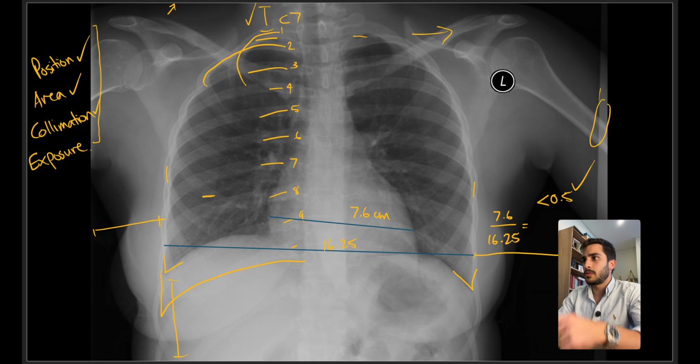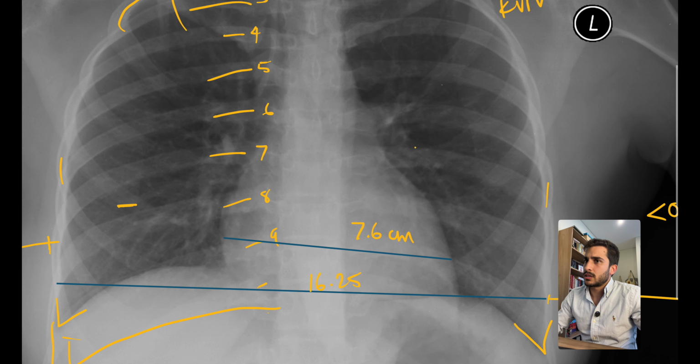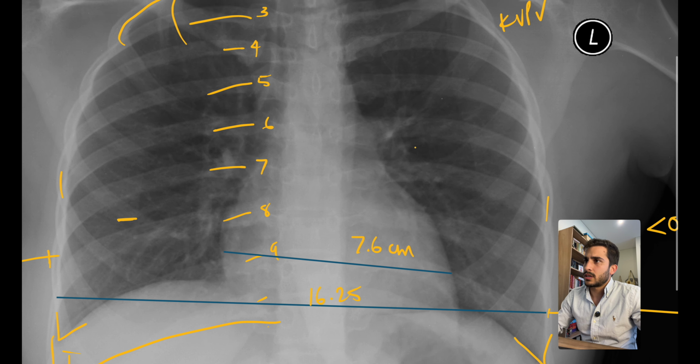Okay, so exposure again is looking at the KVP and the MAS. In terms of the contrast, it seems to be quite good. I wouldn't really say that the lungs are overly contrasty or not contrasty enough. So KVP seems to be quite good. The quantum mottle, again, I wouldn't say that there's any excessive quantum mottle anywhere. If I even zoom in, the lung itself seems okay.